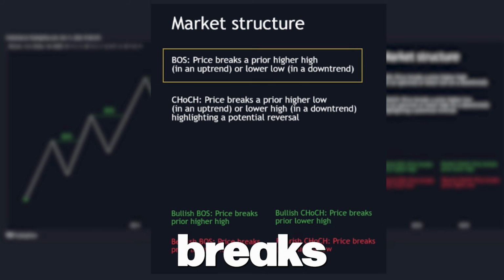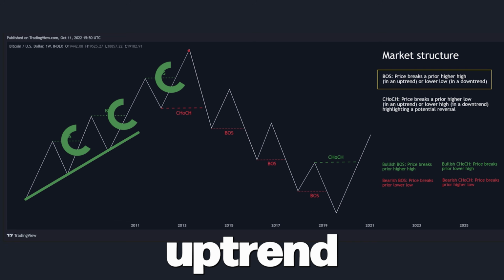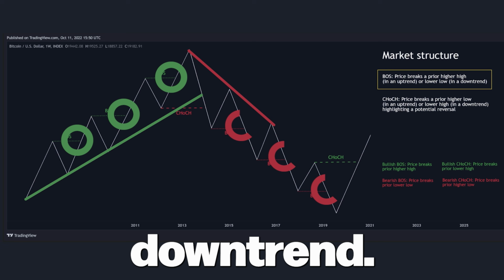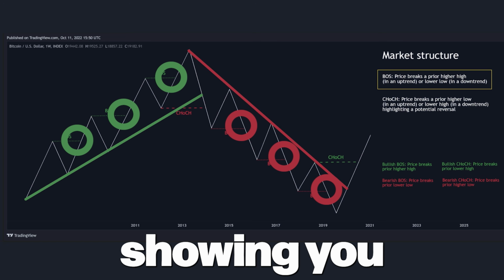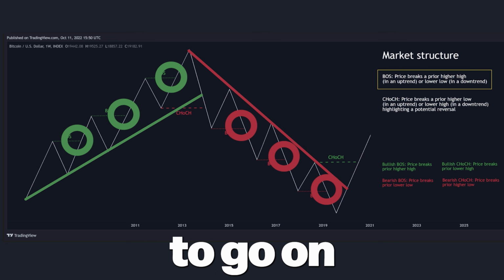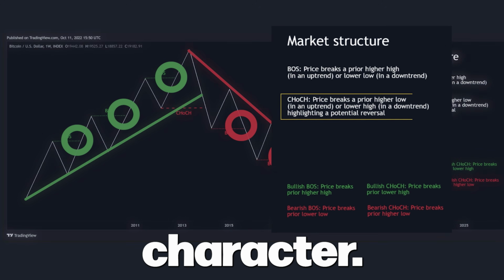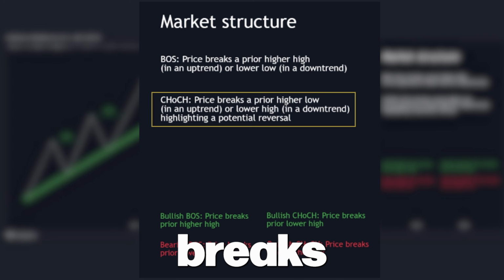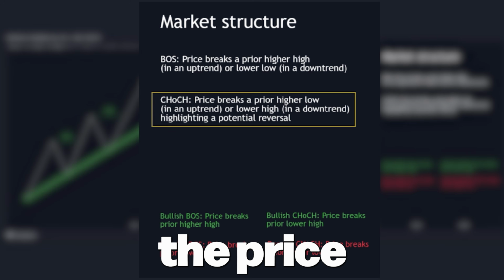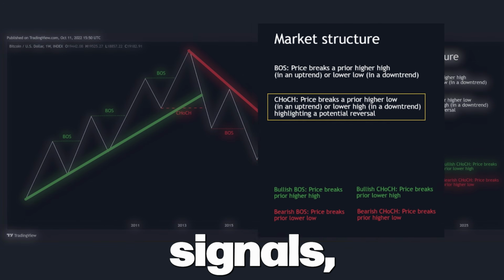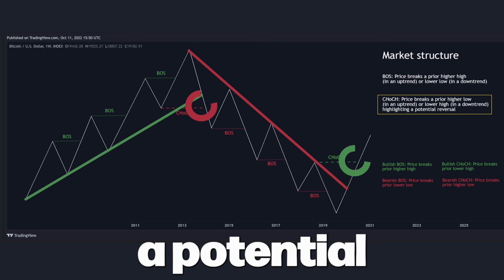This occurs when the price breaks a prior higher high in an uptrend or a lower low in a downtrend. This is the indicator showing you that the trend is continuing to go on and you can continue to hold on to your position. Next up is the change of character. This occurs when the price breaks a prior high or low, or the price breaks a lower high. When you see these signals, it's the indicator highlighting a potential reversal.